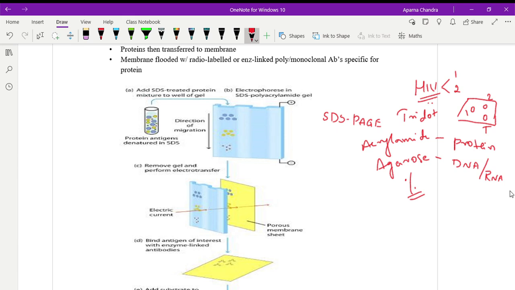DNA and RNA are larger molecules, big molecules. For big molecules, if you are taking the higher percentages, then what will happen? They cannot move through the agarose. So they will be trapped or blocked at the starting point itself. They can't move.